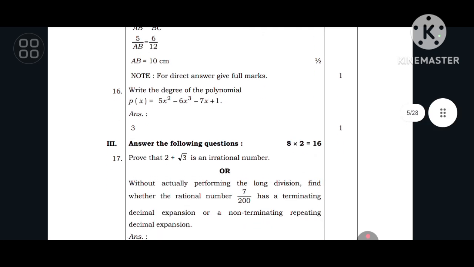Please read the questions. I am just scrolling and telling the key points, how you have to write the question paper, and what key techniques you have to follow in the examination, particularly in the mathematics question paper.